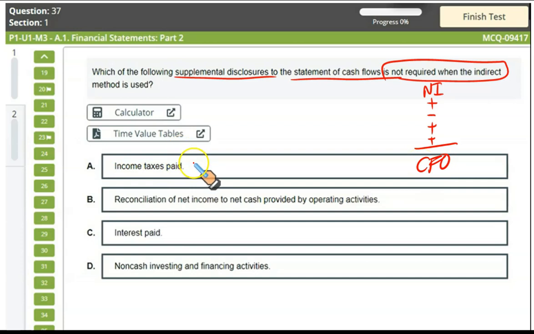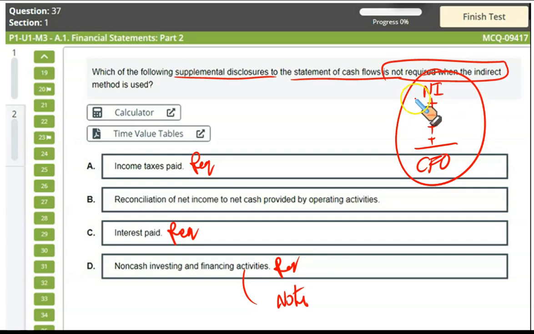Income taxes paid must be reported. It is required. Interest paid must be reported. It is required. Non-cash investing and financing activities must be given in the notes to the cash flow statement. It is required. What is not required is, when you are using the indirect method, the reconciliation. The indirect method itself is the reconciliation between net income and cash flow from operating activities. So when you are using the indirect method, you don't need to make any separate reconciliation.